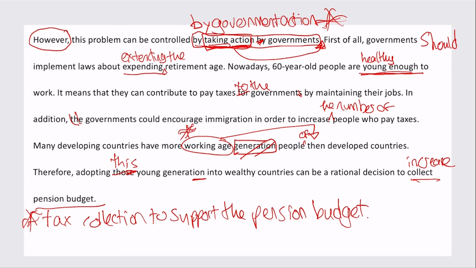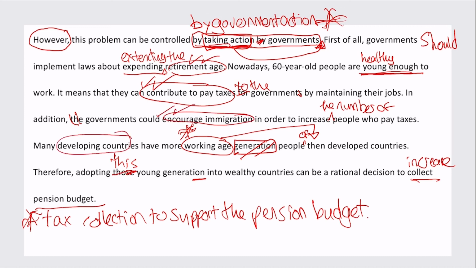Their vocabulary is good. Contribute to pay taxes, good. Retirement age, good. Government action, okay. Encourage immigration, okay. Developing countries, developed countries, adopting young generation, a rational decision. Okay, this candidate clearly has a good vocabulary, and they're confident using it, and their use of words is correct. But their issue is in the grammar and the structure of their sentences.